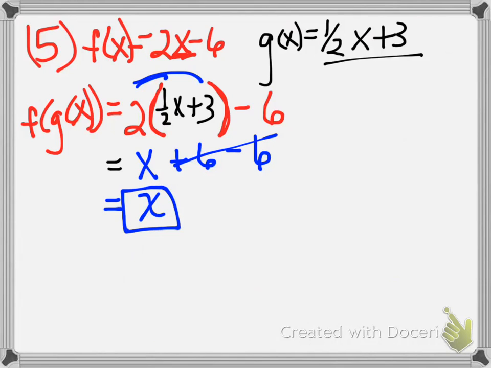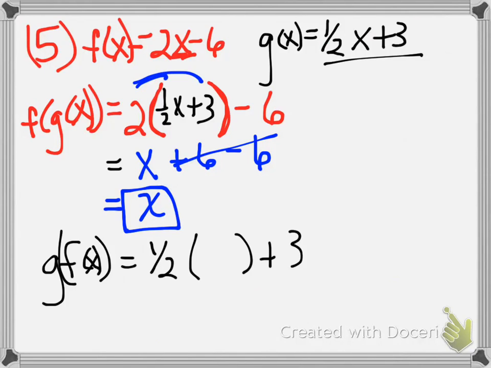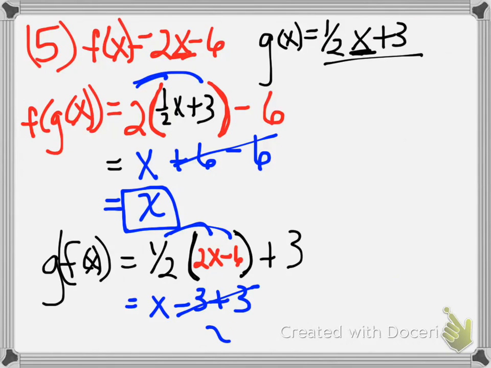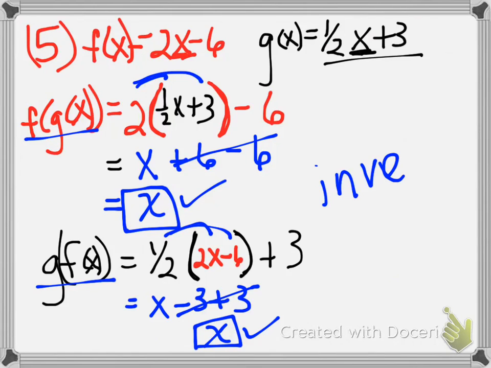That's our first goal. Now I'm going to go with g and plug f of x inside of it. So we're just going the opposite direction. This time when I write the g function, I have 1 half x plus 3, but where the x is, I'm going to leave a big open parenthesis, and I'm going to fill it in with 2x minus 6. Now I distribute. 1 half of 2x is just x. 1 half of 6 is just 3. The 3's are going to cancel, and I get x. If my f of g of x gives me an x, and my g of f of x gives me an x, then I have inverse functions.